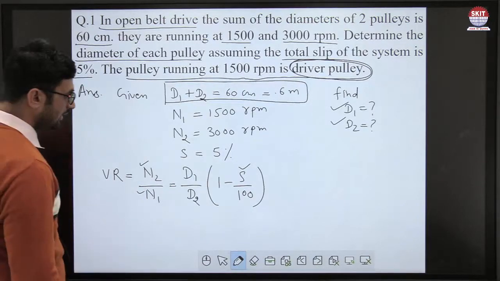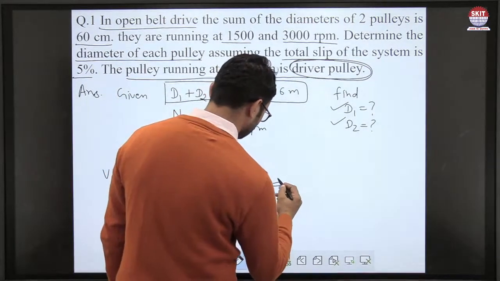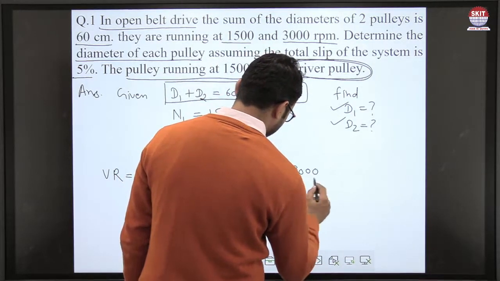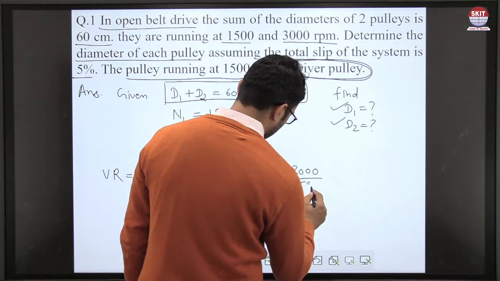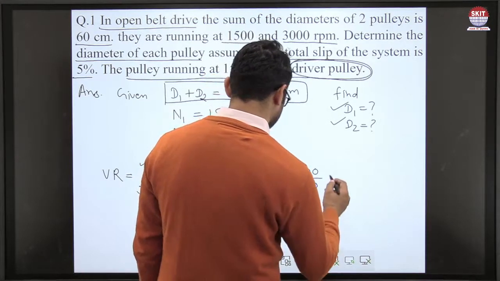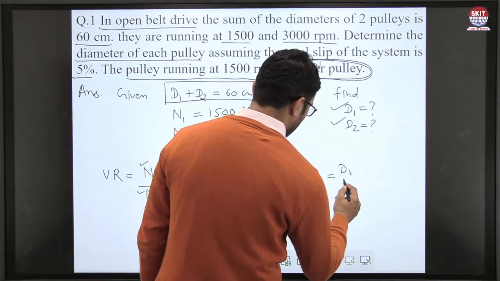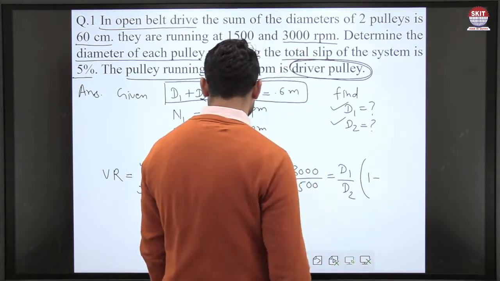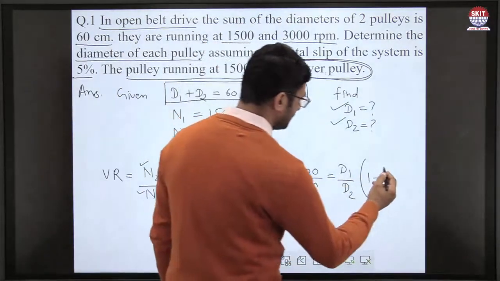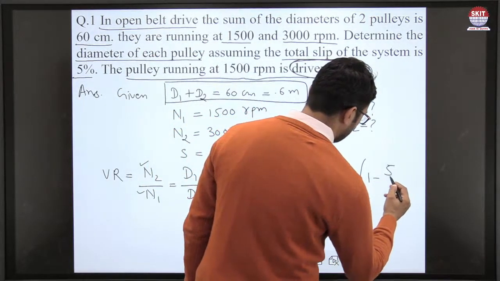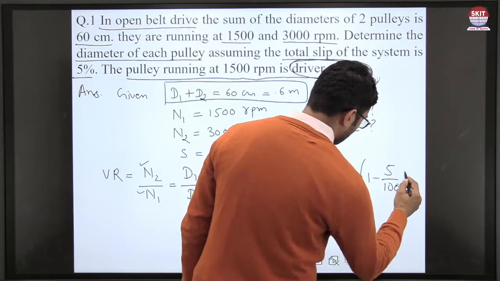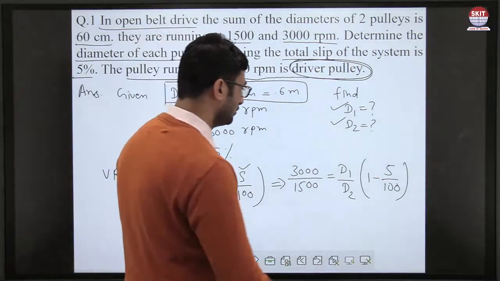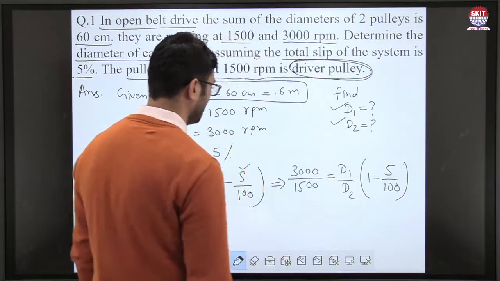So now put the values. N2 is 3000, N1 is 1500, D1 upon D2, 1 minus S, and S equal to 5%. We put only the numerical value, because in this formula we already convert the percentage into a numerical value. So put the value in only numerical form.